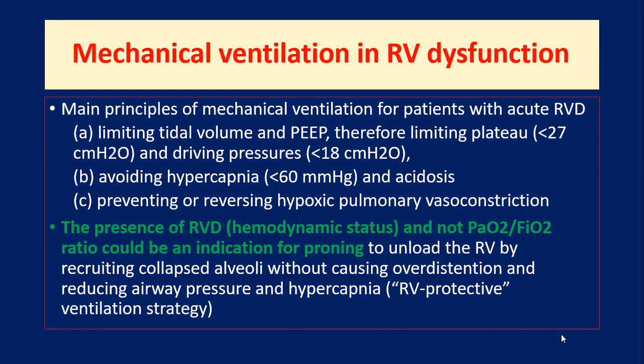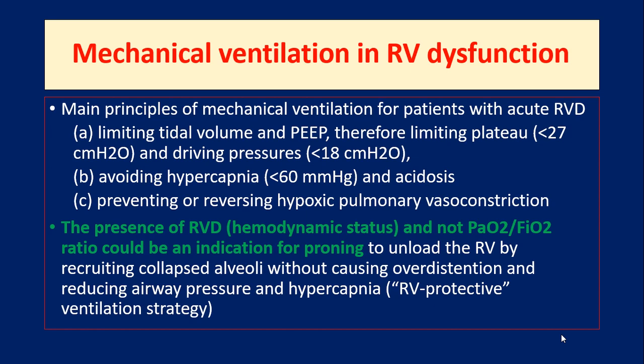Mechanical ventilation in RV dysfunction. The main principles of mechanical ventilation for patients with acute RV dysfunction are limiting the tidal volume and the peak, therefore limiting the plateau pressure to less than 27 centimeters of water and driving pressure to less than 18. Avoid hypercapnia, and prevent and/or reverse hypoxic pulmonary vasoconstriction.